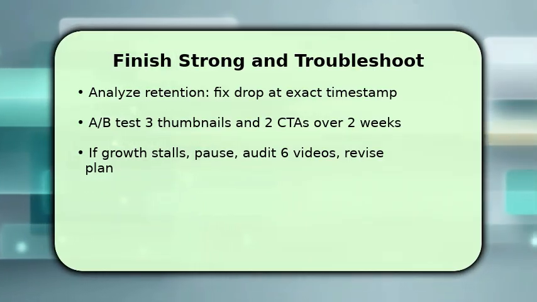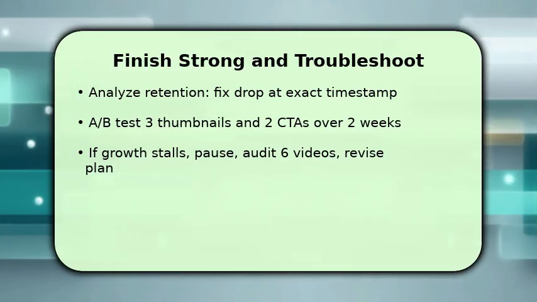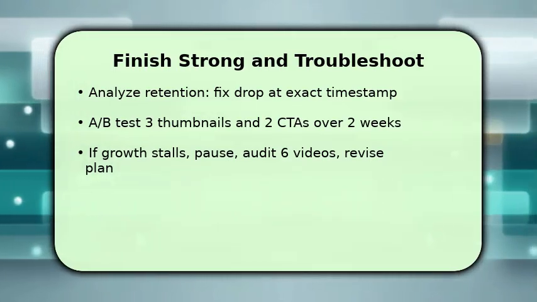If growth stalls, pause uploads, audit 6 recent videos for consistency issues, then relaunch with revised thumbnails, tighter hooks, and 1 promotional push to restart the algorithm signal.